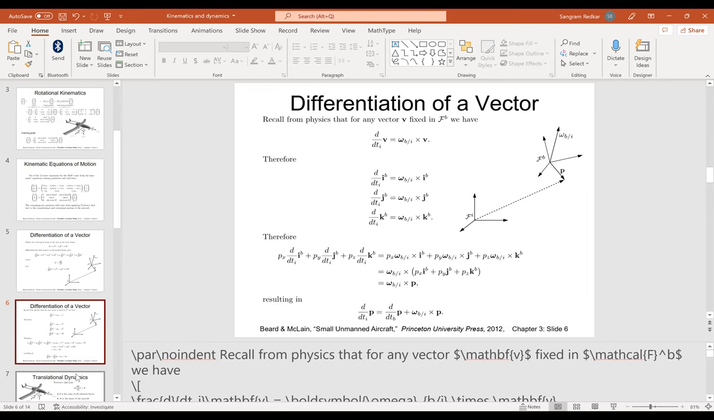In real practice, we are not going to do that. In real practice, MATLAB will perform all these calculations, but it is absolutely clear that you understand the final equation: the derivative of vector P is the derivative of the magnitude plus angular velocity crossed with the vector itself. Once again, I repeat, this is the fundamental equation. The derivative of a vector is the derivative of the magnitude plus angular velocity crossed with the vector itself.